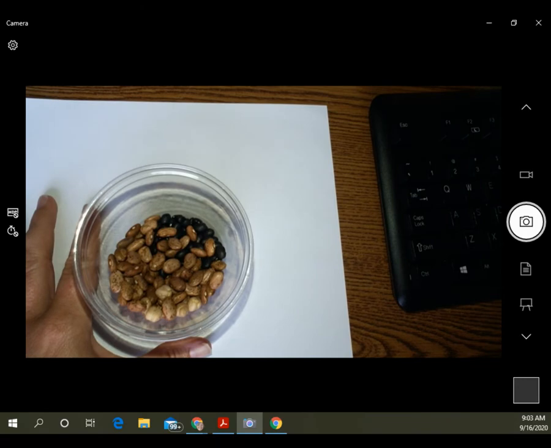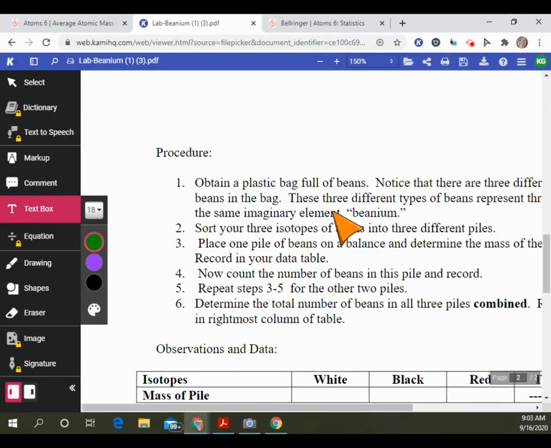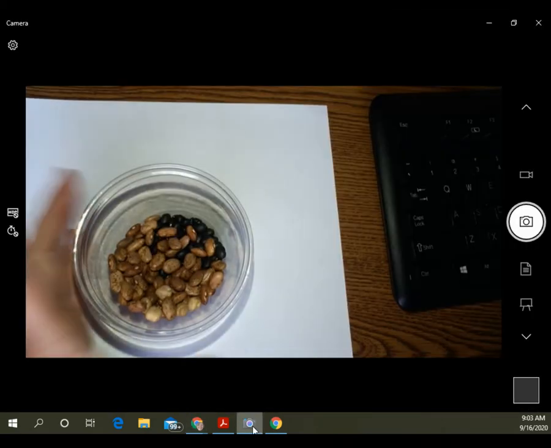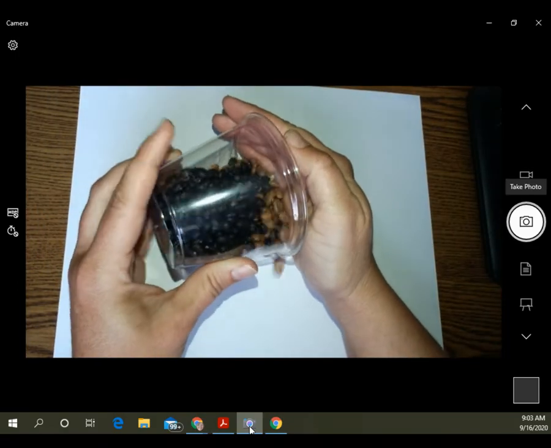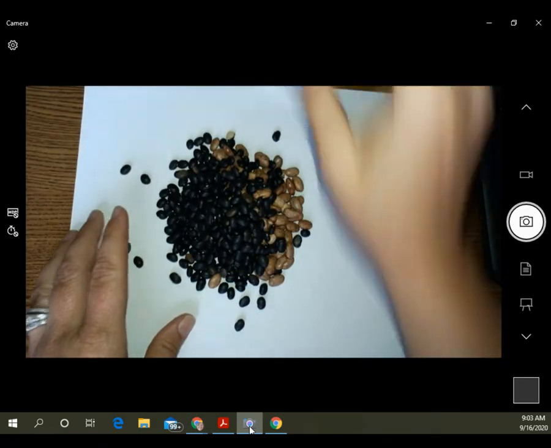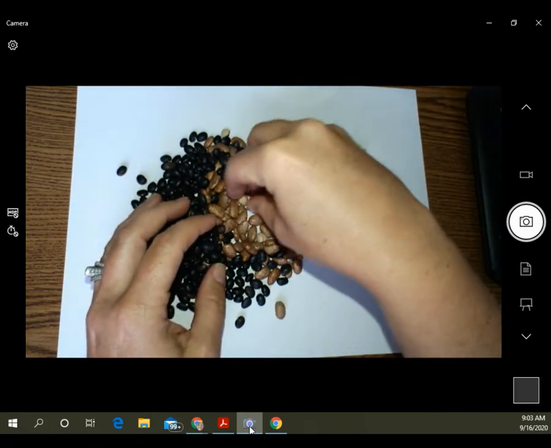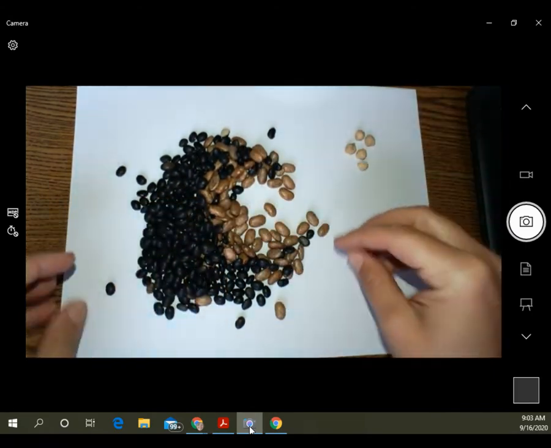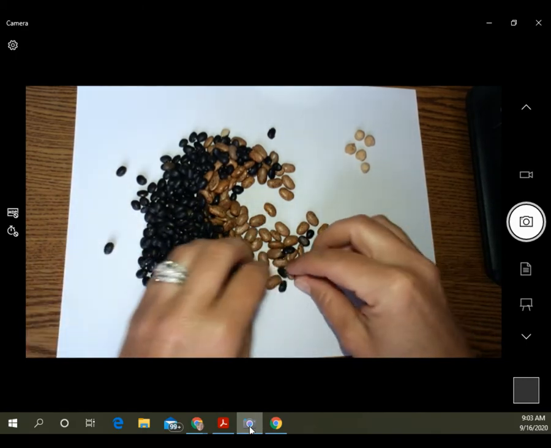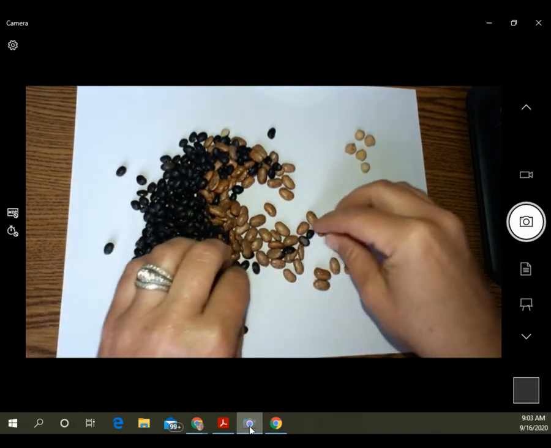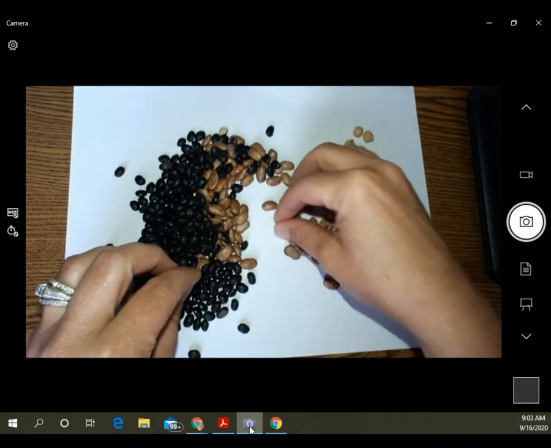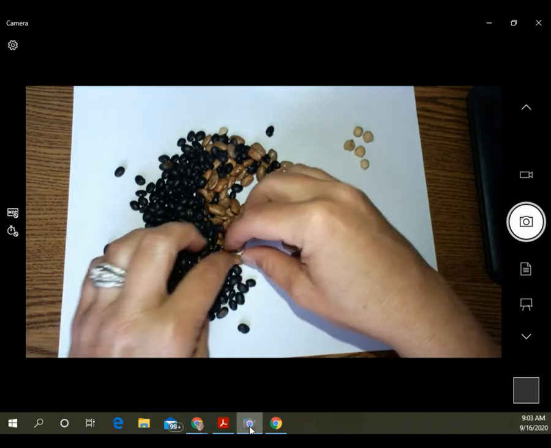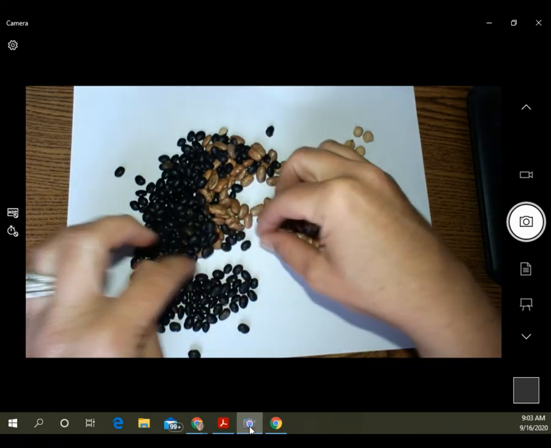Okay, so what are we supposed to do with this? Our second procedure says sort your three isotopes of beans into three different piles. All right, so I'm going to sort them into piles. Here's my chickpeas. And, oh, goodness. Like I said, this would be way better if we weren't doing it demonstration style. Now, if these were really atoms, would you be able to just sort them out? No. I can't just sort them out.